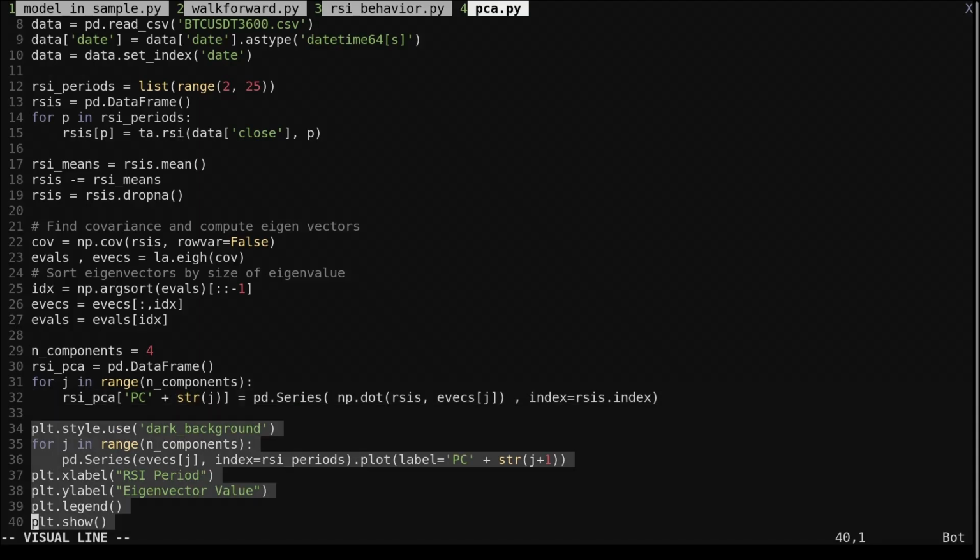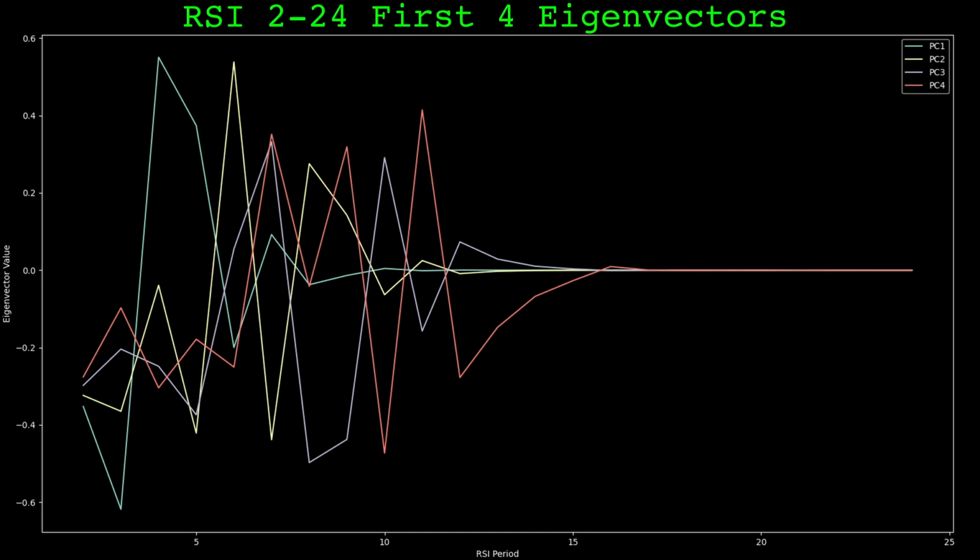I think it is interesting to plot the eigenvectors. These vector values are multiplied by the corresponding RSI period in the x-axis. The first 4 components pay little to no attention to the larger values of the RSI period, which isn't surprising, as we saw the higher values of the period have the most intense correlation with each other. Anyways, let's use the principal components to build a prediction model.